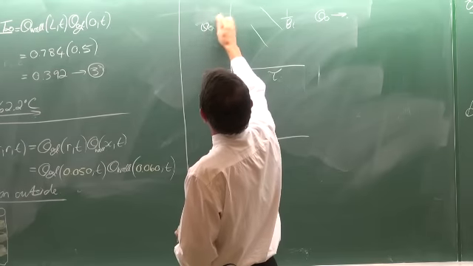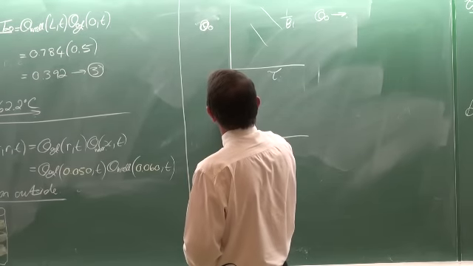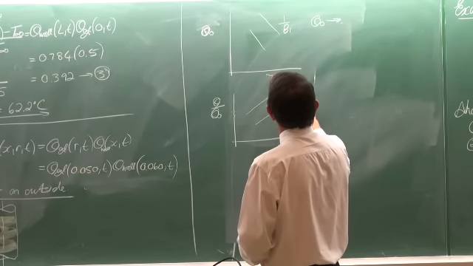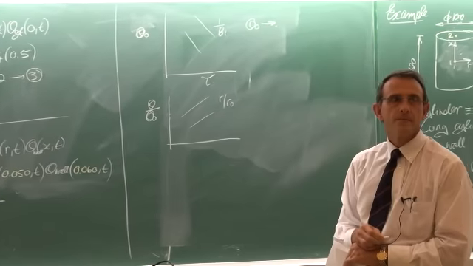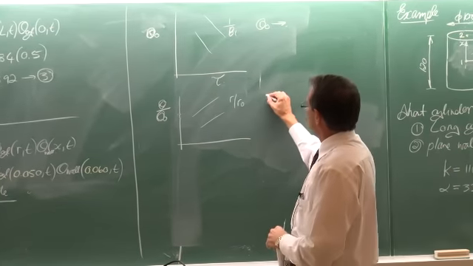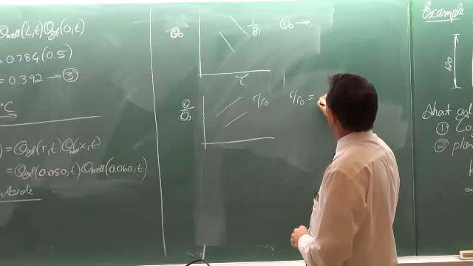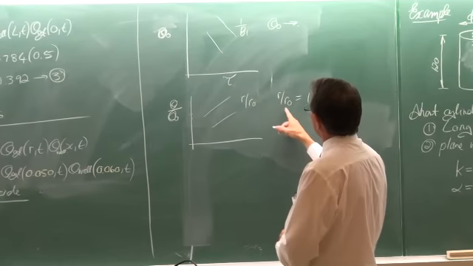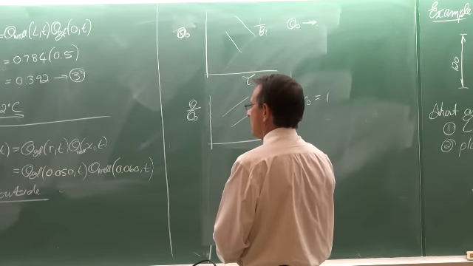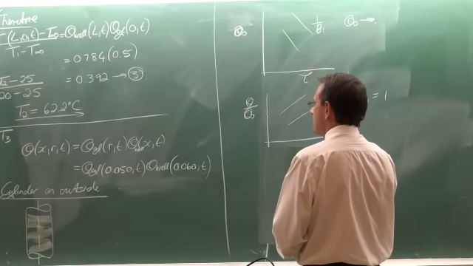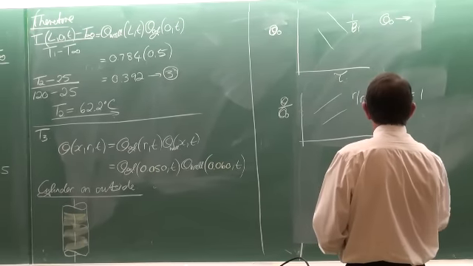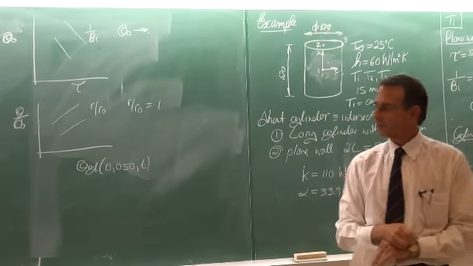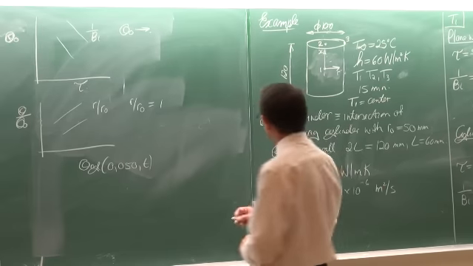Then we go to the next graph. That one is theta 0, and this one is theta divided by theta 0 as a function of R divided by R0. What must R be equal to now? R divided by R0 is going to be equal to 1. Okay? So from that we can calculate theta of the cylinder at 50 millimeters as a function of time. You agree?